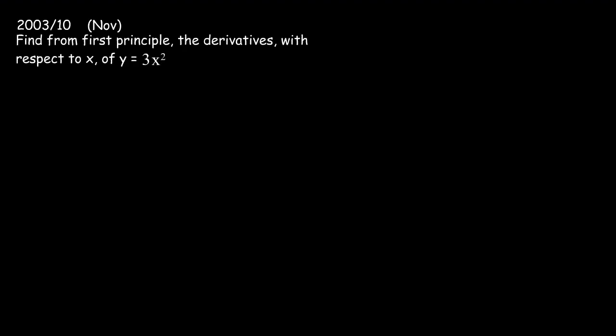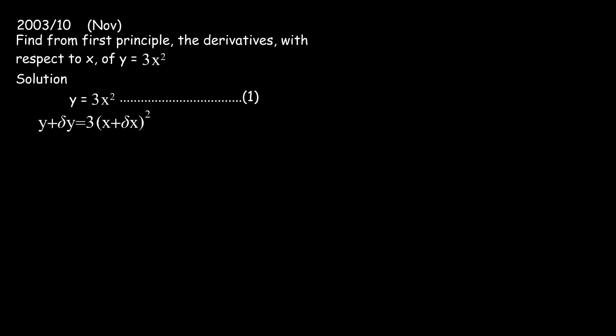Our final example is from November 2003. It states: find from first principle the derivative with respect to s of y equals 3s squared. Solution. The first thing we are going to do is write down our equation y equals 3s squared. And as usual, for every change in y, there is a corresponding change in s. So therefore, y plus delta y equals 3 in bracket s plus delta s close bracket squared.